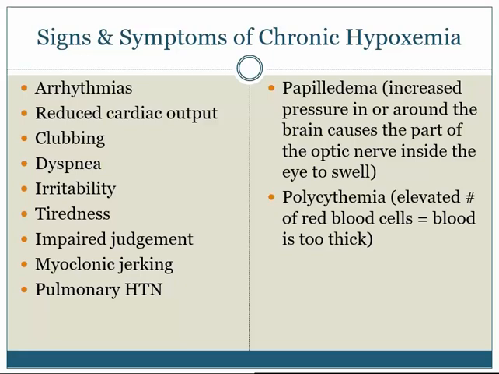Myoclonic jerking, so like the jerks. Another symptom of chronic hypoxemia would be papilledema, which is a lot of pressure in and around the brain, which causes swelling on your optic nerve, pressure on your optic nerve. So this can cause vision changes. It can cause them to start to see black spots. That's the cause of that. Also with a lot of vision changes, it can cause the feeling of nausea. Like how many times have we had these vision changes and it causes us to feel nauseous?